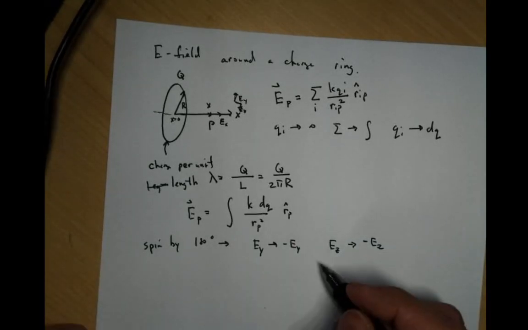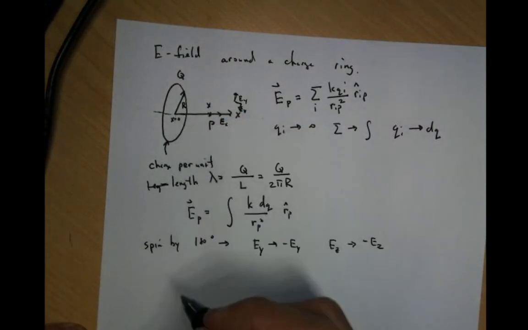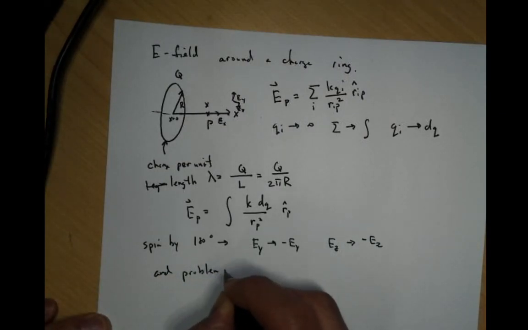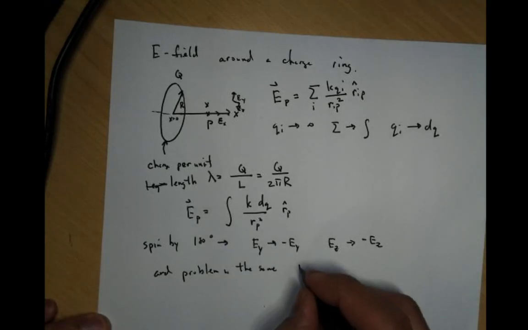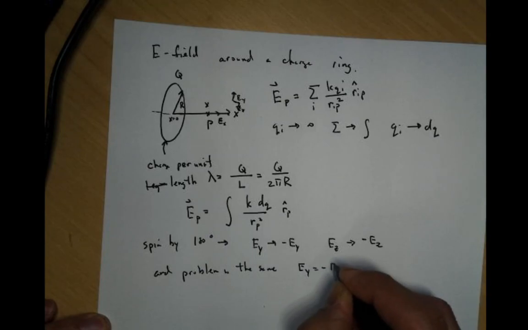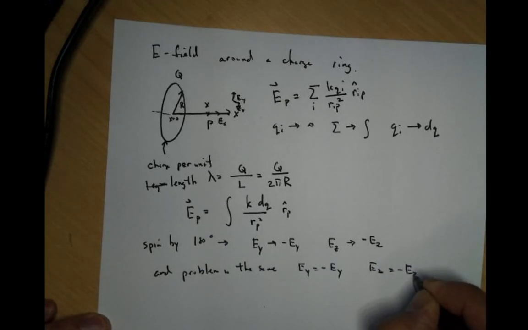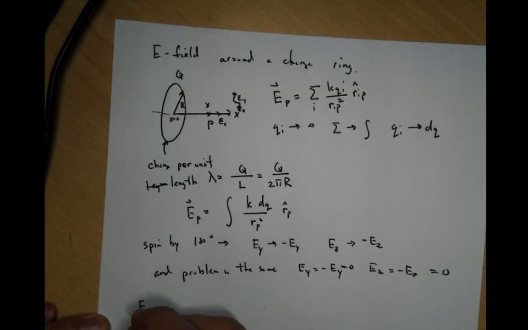And if I look at the situation after I spin it, nothing has changed, right? The problem is the same, which means that basically what I conclude is that E_y has to equal minus E_y, and E_z has to be equal to minus E_z. The only way that can happen is if these are both zero. Okay, so boom, I'm done already with those. All I need to compute now is E_x.